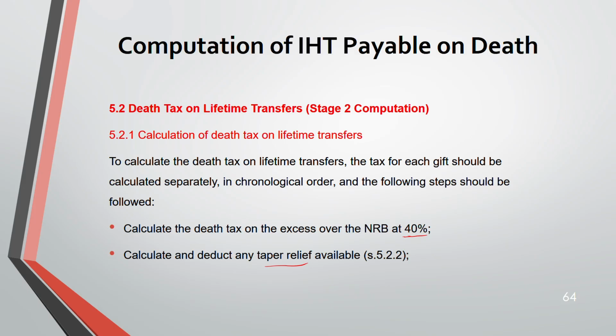One more relief is available. This is only when you're dying. Donor is dying within 7 years. What is it? It says if you're dying within 1 to 7 years, see, the more you survive, the more percentage relief you are getting. The lesser you survive, the heavier IHT you have to pay. The more you're surviving, the lesser tax you have to pay. This we will cover in the next section. What is this taper relief? This you can deduct. And then deduct any tax that you have paid in lifetime on CLT. When you are alive, the tax you must have paid, same IHT, right? That now you deduct.